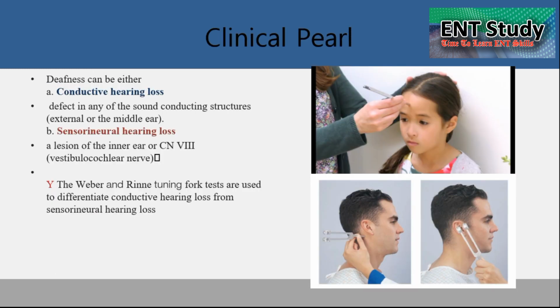Deafness can be either conductive hearing loss, a defect in any of the sound conducting structures such as the external or middle ear, or sensorineural hearing loss, a lesion of the inner ear or vestibulocochlear nerve. The Weber and the Rinne tuning fork tests are used to differentiate conductive hearing loss from sensorineural hearing loss.